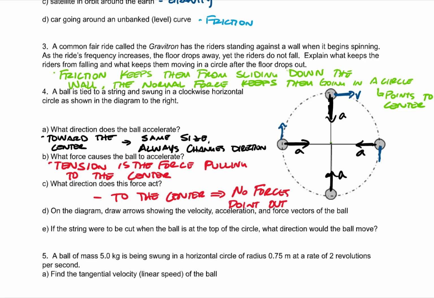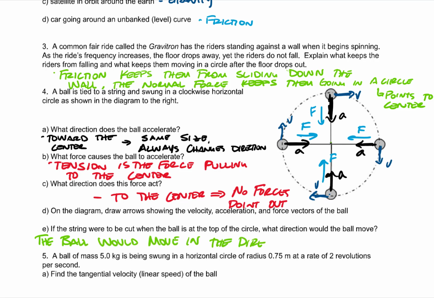And then if we want to see the velocity, that's going to be tangent to our circle the entire time. So the velocity points as shown. And then the net force points in. So that's a picture of the velocity and the forces there. If the string were to be cut at the top of the circle, the ball would move in the direction of its velocity. And at the top of the circle, that's to the right.